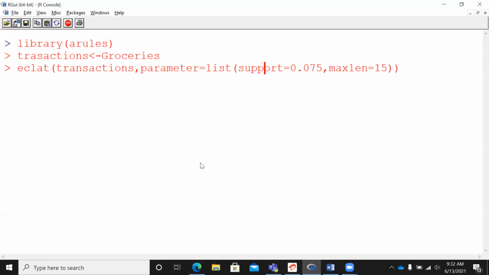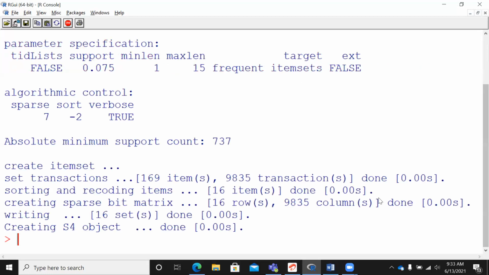Now, I will store the output of ECLAT in an object, right? The output needs a place to live. So I can create an object called frequent item sets. Just to explain this command once again, eclat is the function. That function will run on the transactions data set, and it will look for this particular condition. That is, the minimum support is 0.075 and the maximum length that I am providing is 15, right? So let me go ahead and execute this.